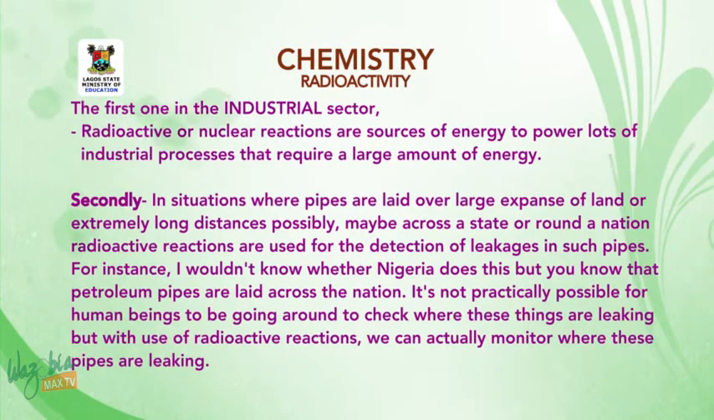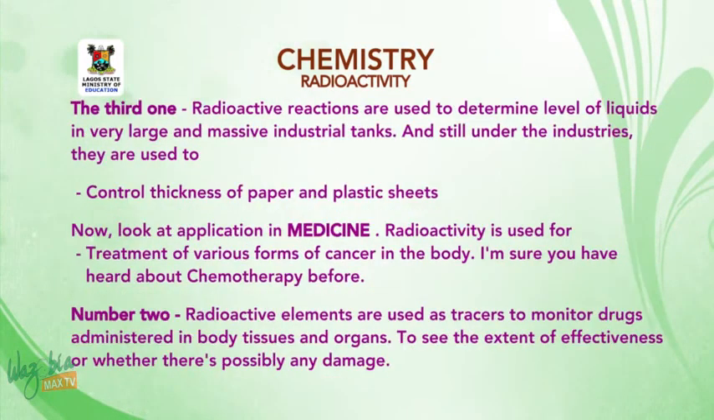For instance, even I wouldn't know whether Nigeria does this, but you know that petroleum pipes are laid across the nation. It's not practically possible for human beings to be going around to check where these things are leaking, but with the use of radioactive reactions, you can actually monitor where these pipes are leaking. The third one, radioactive reactions are used to determine level of liquids in very large and massive industrial tanks. And still under the industries, they are used to control the thickness of paper and plastic sheets.